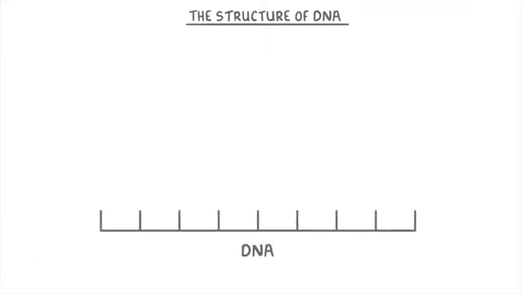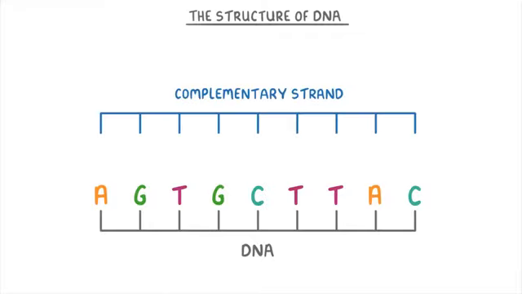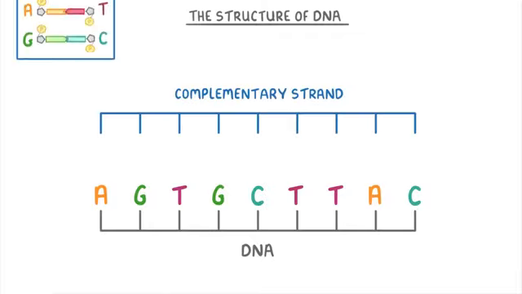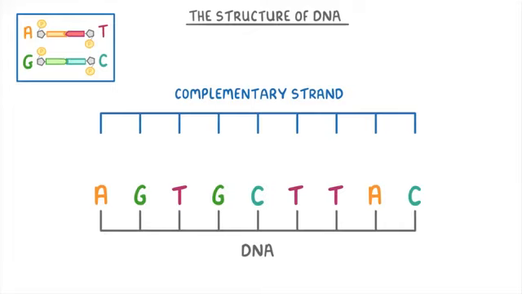For example, if we have a strand of DNA that reads A, G, T, G, C, T, T, A, C, then we can use this sequence to work out what the sequence of bases on the complementary strand must be. Because we know that A always pairs to T, and G always pairs to C. So we know that the first base on our complementary strand must be a T, because that's complementary to the A. Then the second base must be a C, because that's complementary to G. Then the third must be an A, then C, then G, and so on.